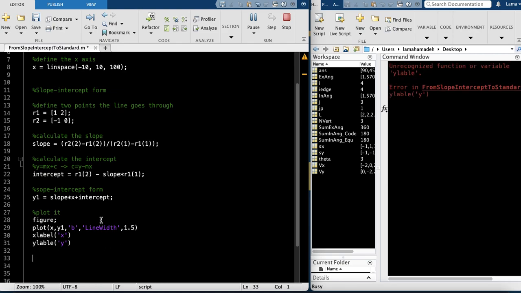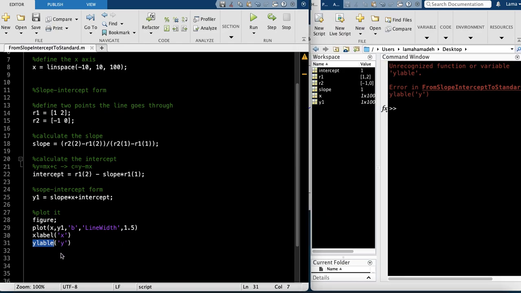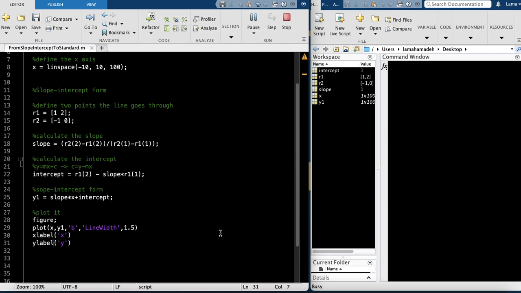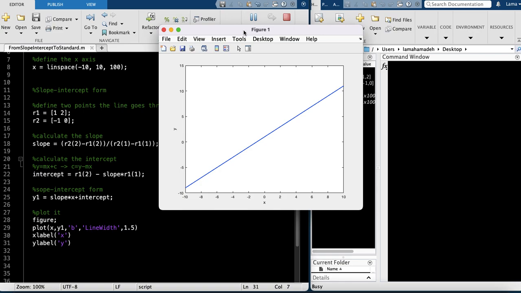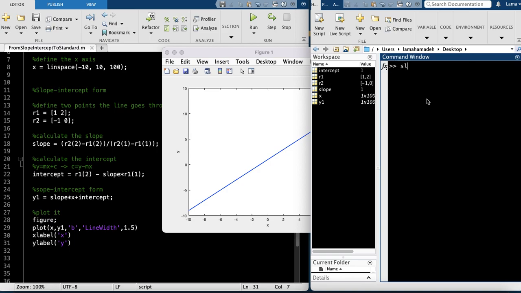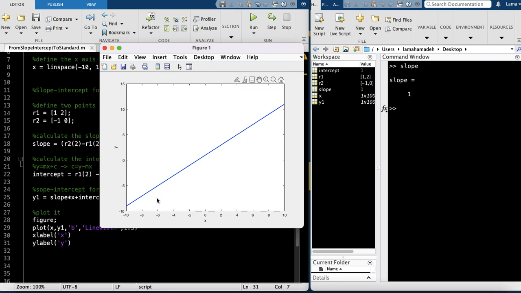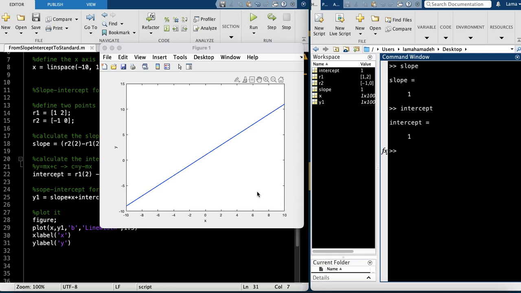It's still running. Oh, so here we have the y label, y. Okay, so let's call here y label, and let's run it again. All right, so this is our line, and it has a slope. Let's see what the slope equals to. So it equals 1, and we have the intercept here. Let's see what the intercept is. So the intercept here is also 1. So it crosses the y axis at 1.